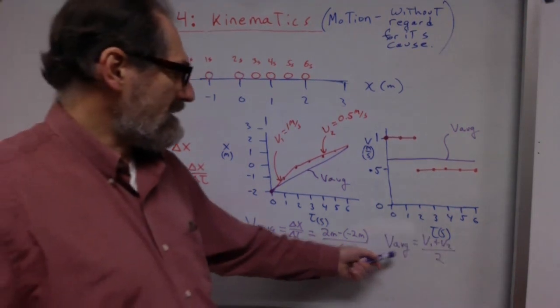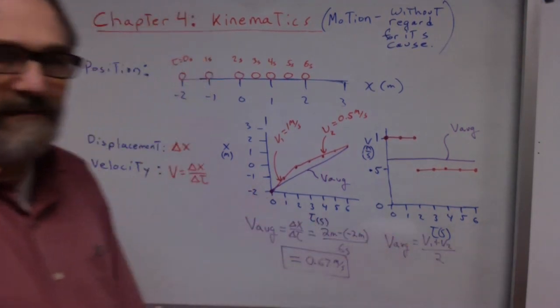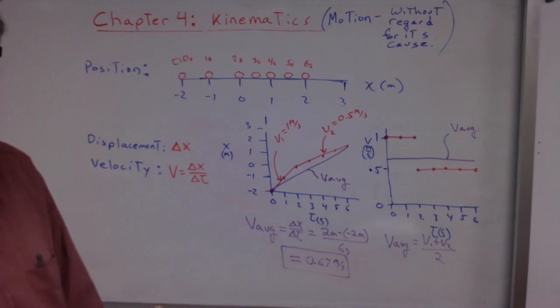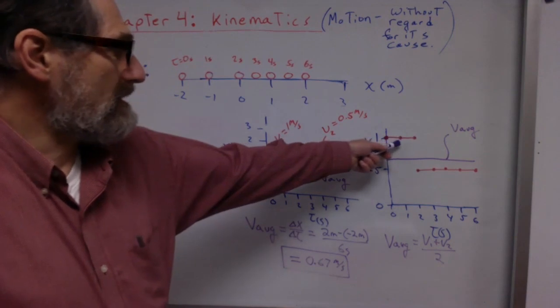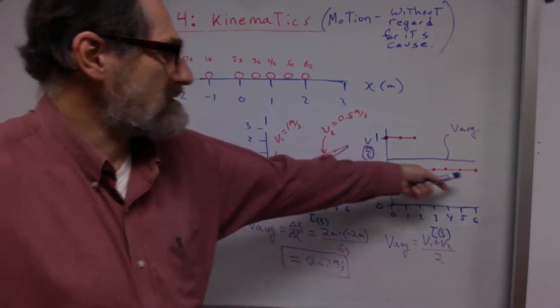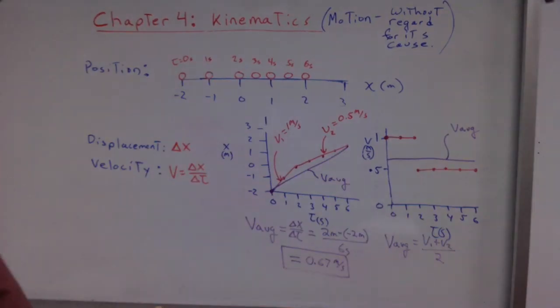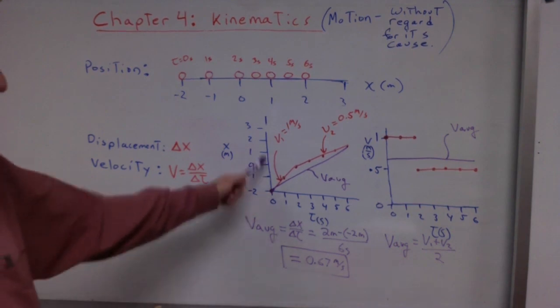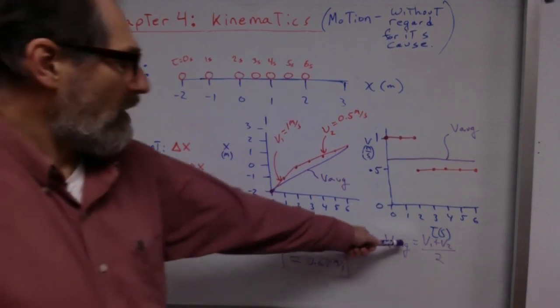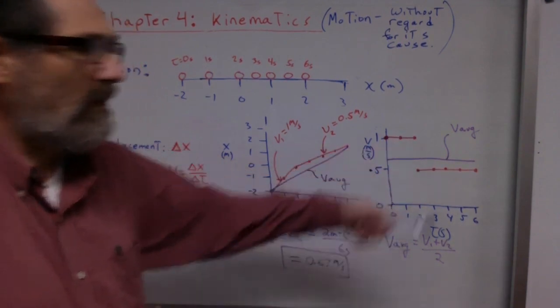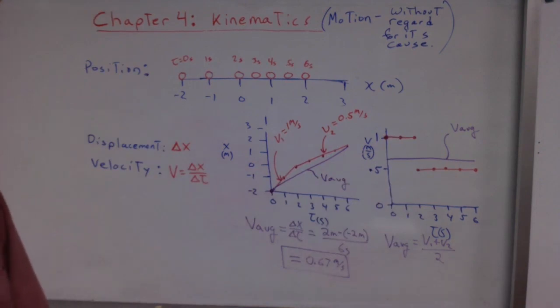Now, why can't I take V1 plus V2 and divide it by 2 the way I would average any couple of numbers? You can see it on the graph. V1 didn't last that long. V2 lasted a lot longer. So it's not a fair comparison to say, well, they both count the same. So the way to do it is to use the change in position over the change in time. This only works if they have equal weight, meaning they existed for the same time.